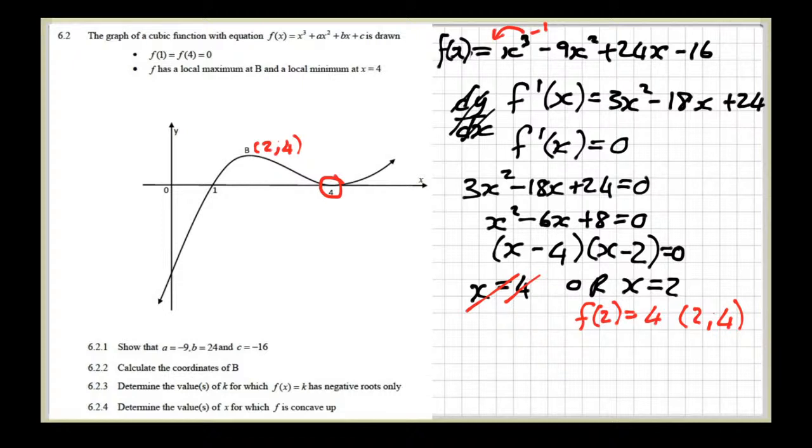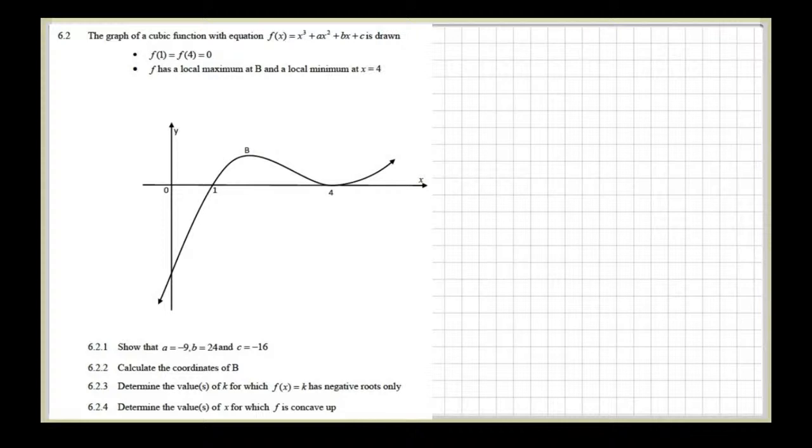So the next question is, determine the values of k for which f(x) equal to k has negative roots only. Now what I do in a case like this, I'm just first of all going to put in the information that I received earlier. Okay, there we go, I've got B. What I like to do in a case like this, there are two schools of thought. Either you can look about movement up or down, but that for me is really complicated.